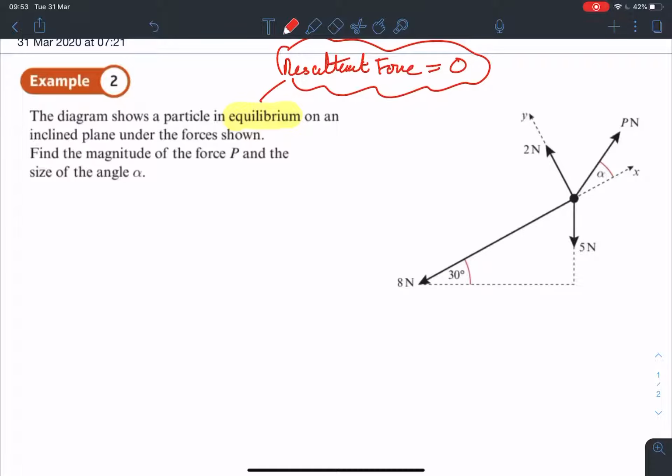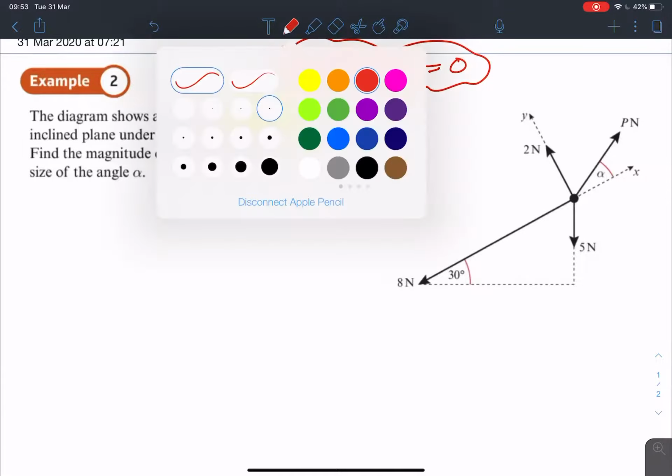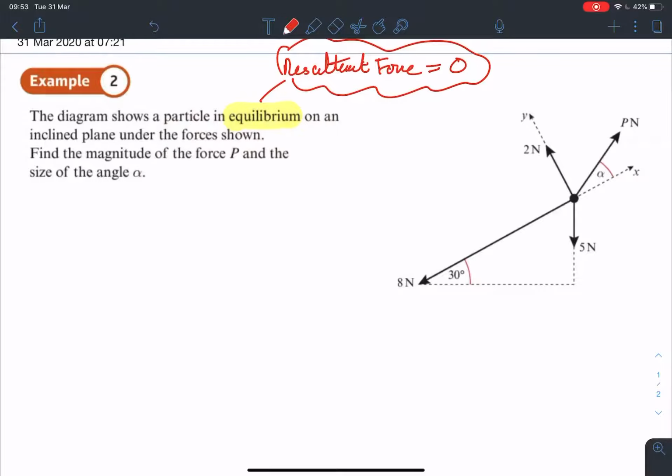Okay, the diagram shows a particle in equilibrium on an inclined plane under the forces shown. Find the magnitude of the force P and the size of the angle alpha. Okay, so we've done stuff like this before, and we know that the key thing to do at the beginning is to resolve the forces into their components. But we've got a big decision to make here. What directions are we going to work in?